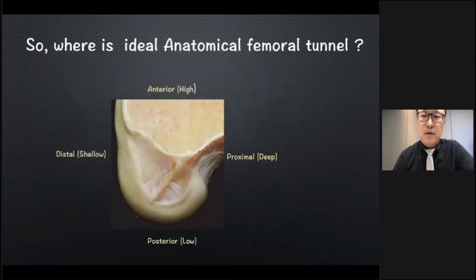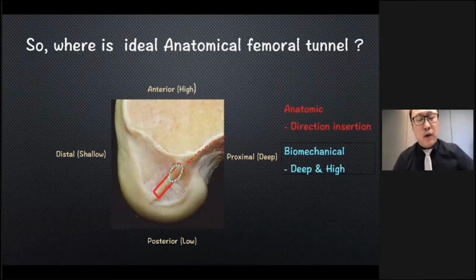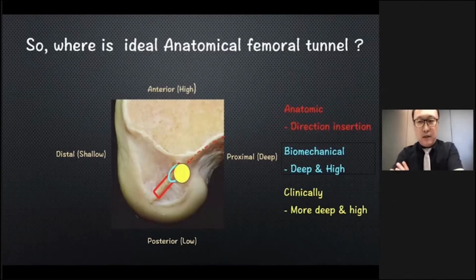So if we were only concerned with the anatomic and biomechanical aspects, the graft should be placed over here. But if we clinically consider the round tunnel with the eccentric displacement of the graft, we have to move our tunnel deeper and higher, like this yellow circle. So I think this position is the more optimal position for the femoral tunnel.